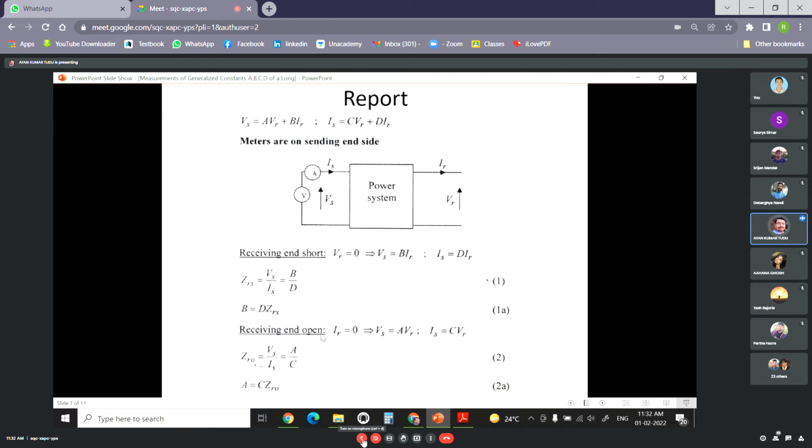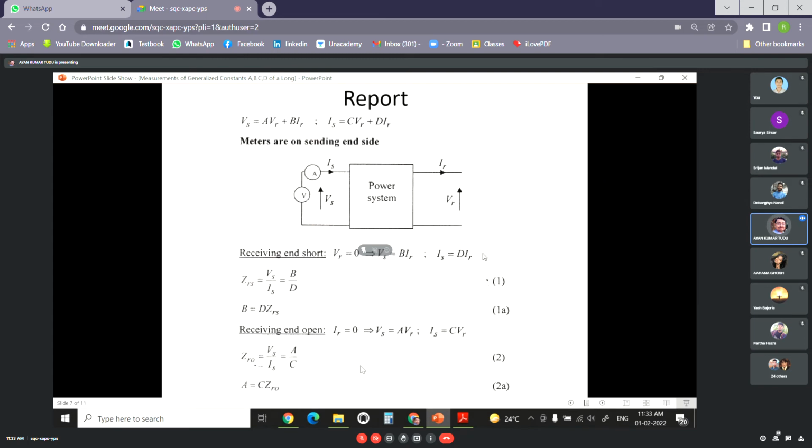Similarly, we have receiving end open. Receiving end open means our IR would be equal to 0, which is what we have here. Putting IR equal to 0 in this equation, we get Vs equal to A VR, Is equal to C VR. So ZRO, that is the receiving end open, equals Vs by Is, which equals A by C. So the equation we get is A equal to C into ZRO. You have done this in your power planning and design classes, yes? Okay.